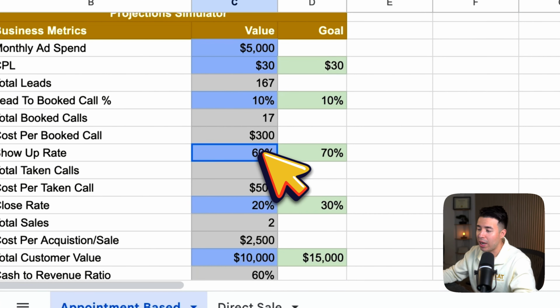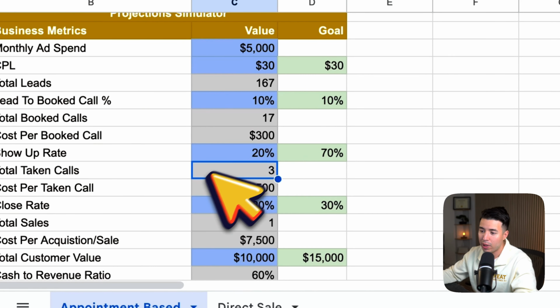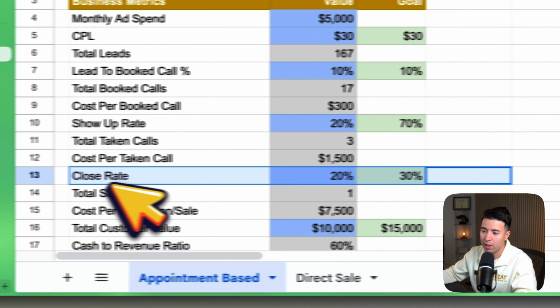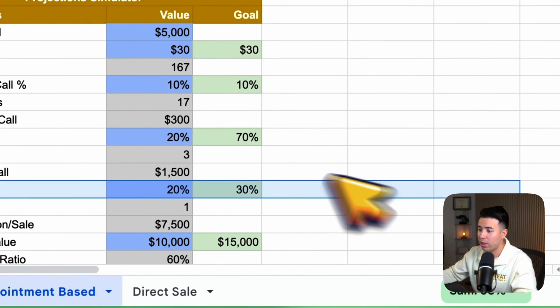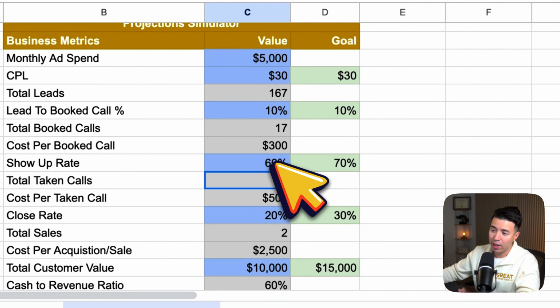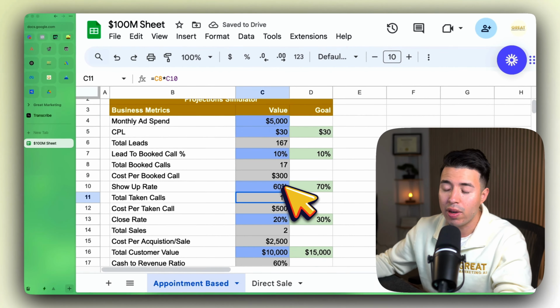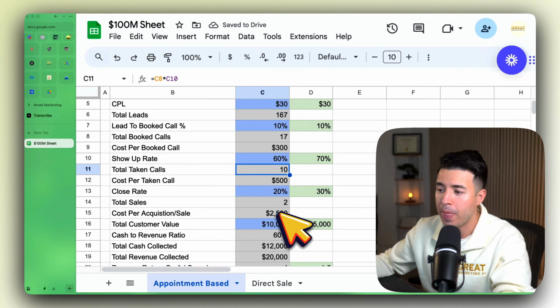But there's tons of times where people will have a terrible show-up rate, let's just say 20%, but they're trying to solve a different problem. They're trying to train their sales reps, but what they should be focusing on is how can I get more show-up rates? How can I get my show-up rate up, right?